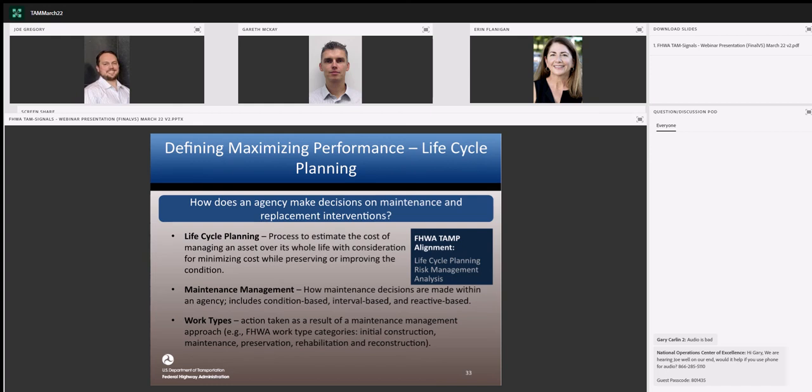The third bullet there talks about work types, and these are the ways of defining the different activities you're undertaking. From an FHWA perspective, within asset management plans, they talk about the work type categories that are listed there. They're used as a guide, and it's really up to any agency to define these work types in a way that makes sense to them, the way that they can report on, and a way that helps them communicate their decision making.